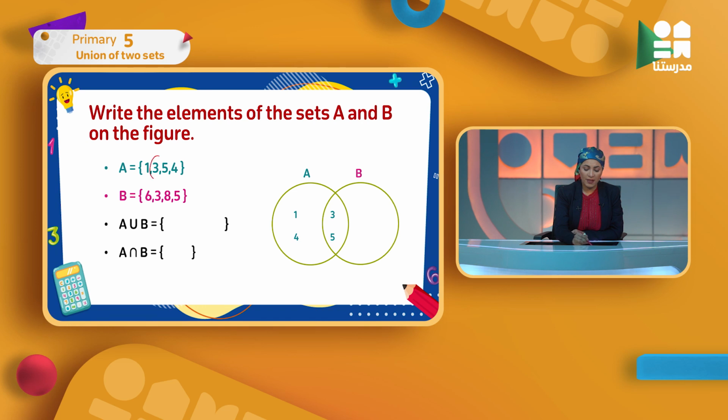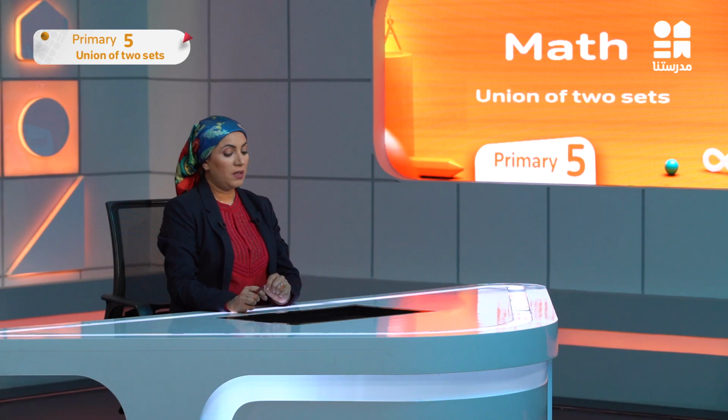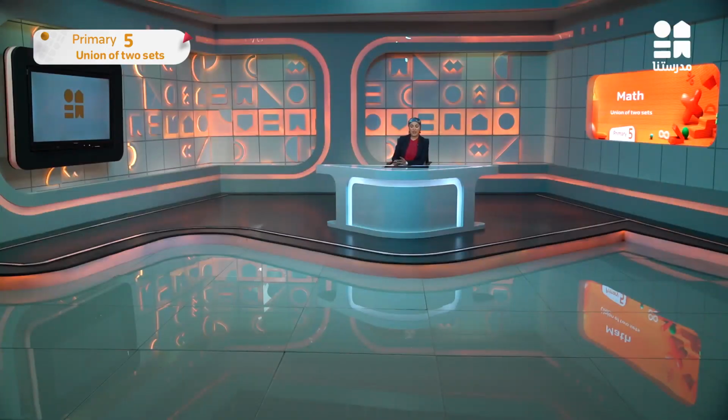I have 3 and 5 as common elements in the two sets, which means that the two sets will intersect in the two elements 3 and 5. So how shall I write them? Shall I write the 3 and 5 twice in the part of intersection between the two sets, or what shall I do? Let's see.